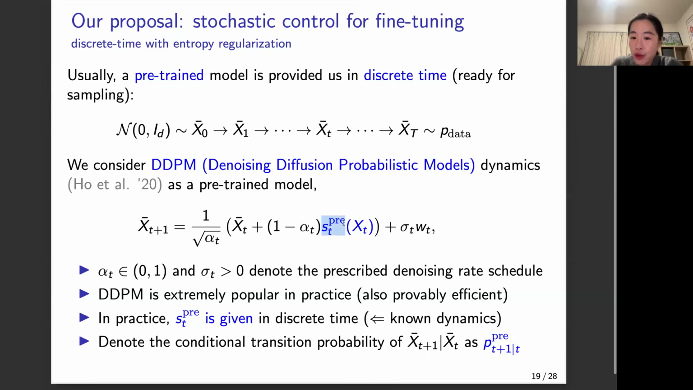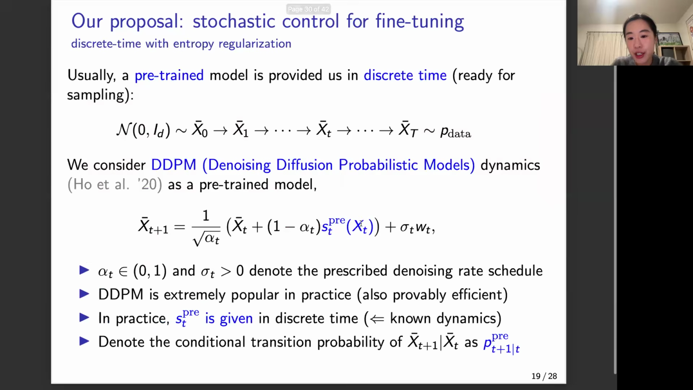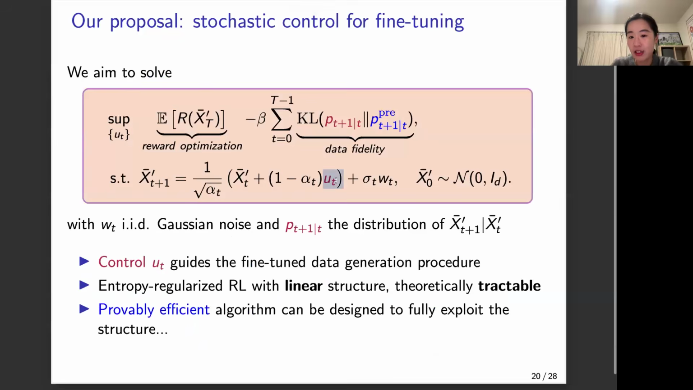We have a very good pre-trained model that can help us simulate samples that are very close to the ideal data distribution we have, and the fine-tuning problem can be formulated as the following. In terms of the dynamics, the only difference is that we replace this pre-trained score function by a control. Okay, so this controlled dynamics is with respect to the following objective function.